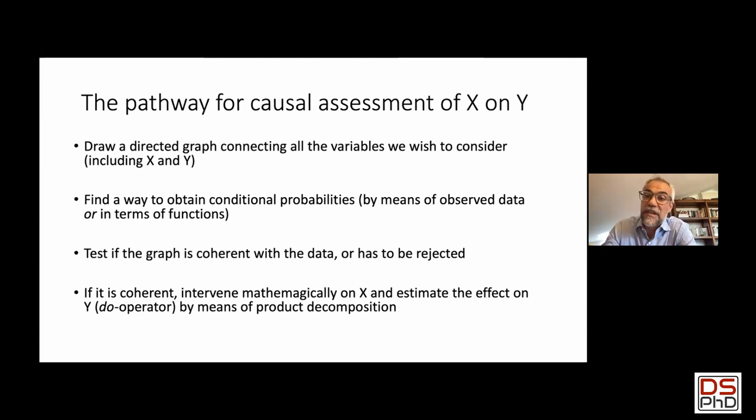One of the good things of this approach of drawing a causal graph, and then doing the calculation, is that it can be falsified. You can draw a graph and then test with the data if the graph is coherent or not, or if it has to be rejected. And the fourth point: if it is coherent, if you see that all the independence conditions are satisfied, you intervene mathematically on X and estimate the effect on epsilon by means of product decomposition. And we will see technically how to do it.